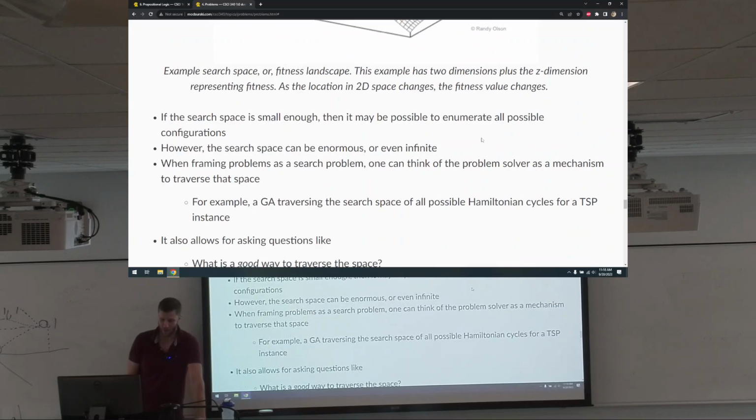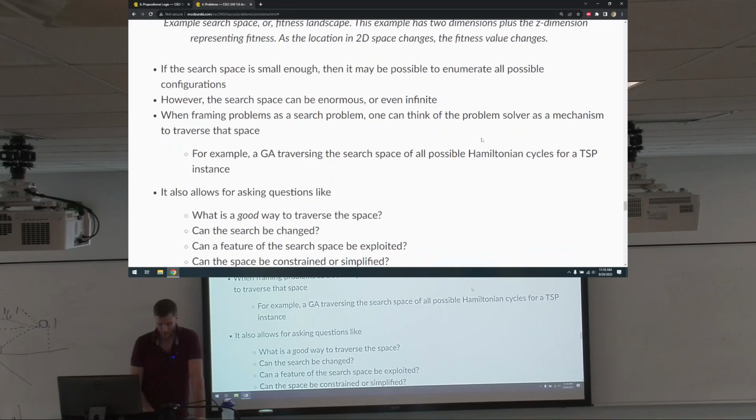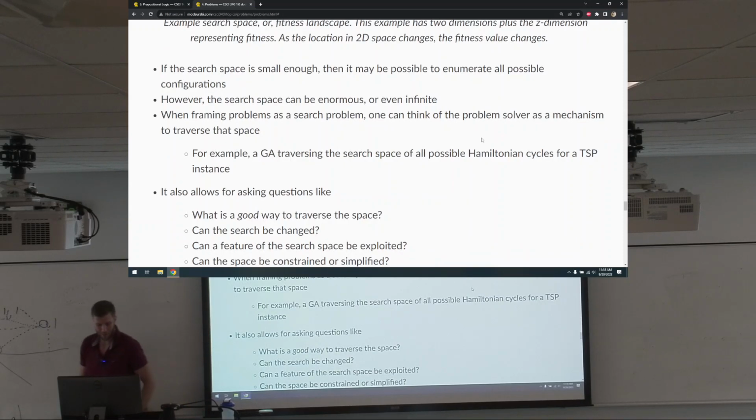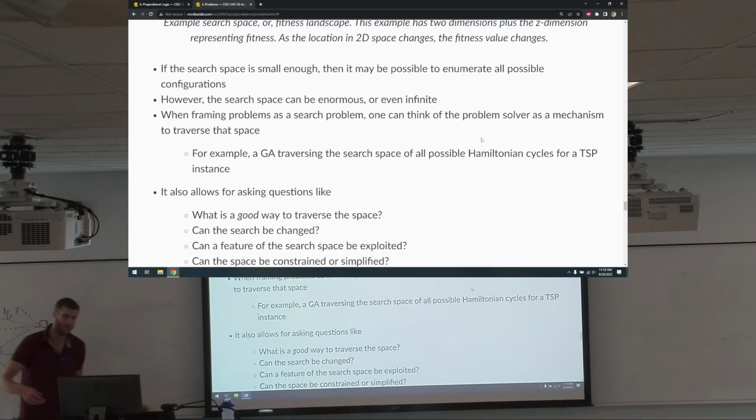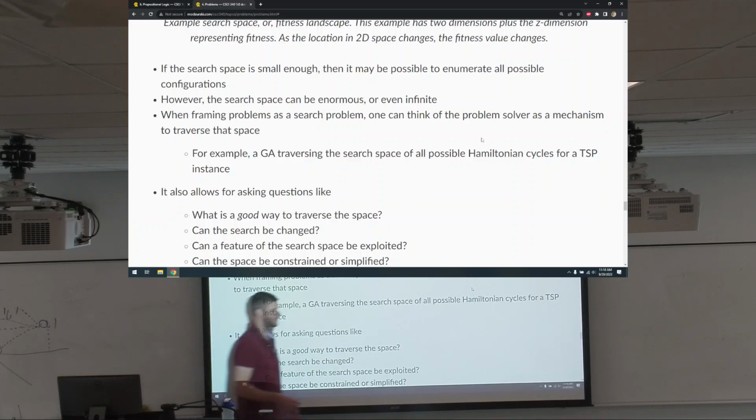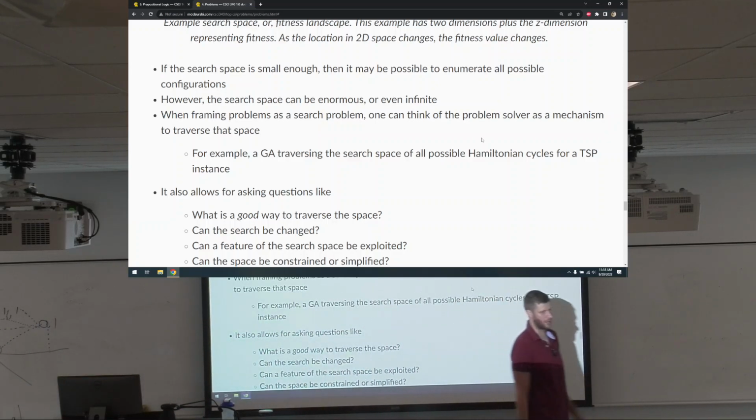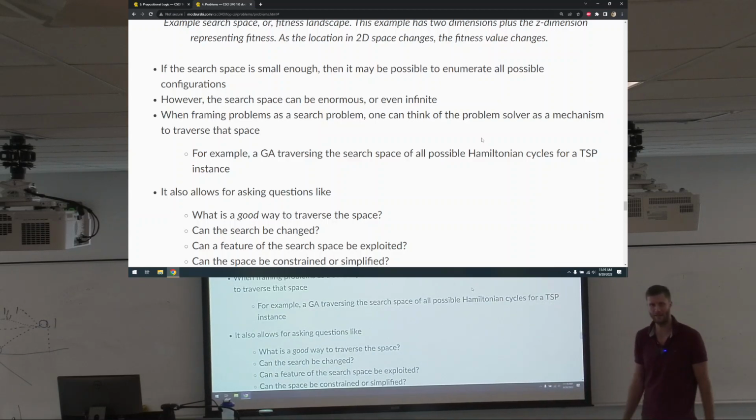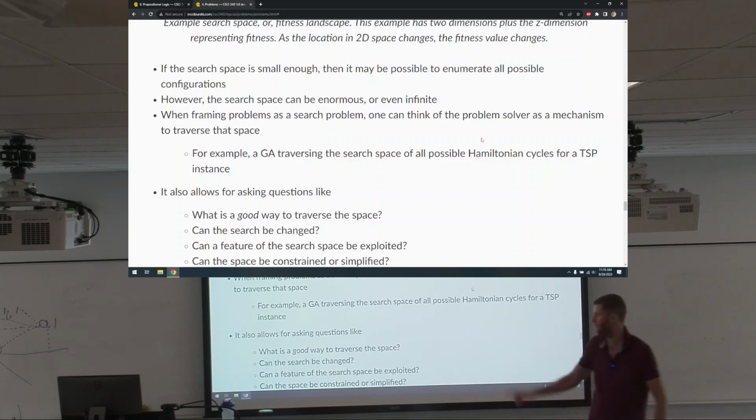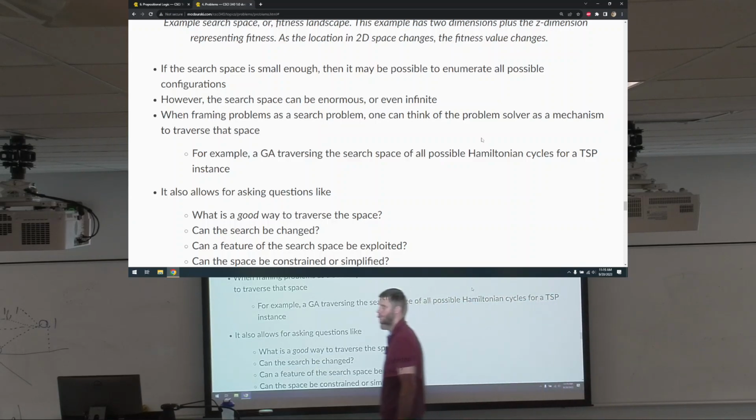If the search space is small enough, it may be possible to literally enumerate all possible options. But if it's huge, sometimes it can even be infinite. If you're dealing with real numbers, it's just not happening, right? When framing problems as a search problem, one can think of a problem solver as some mechanism that traverses the space. If you're optimizing, you can think of the algorithm as literally some little robot moving through that space to try to find the best point. It's traversing that search space.